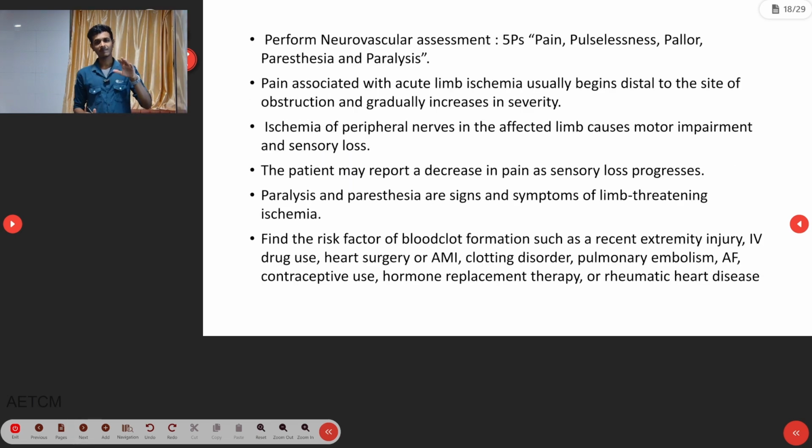At this time we have to do the neurovascular assessment, that is the 5 P's: pain, pallor, pulse, paresthesia and paralysis. These are the 5 assessments we have to do. This is called neurovascular assessment.